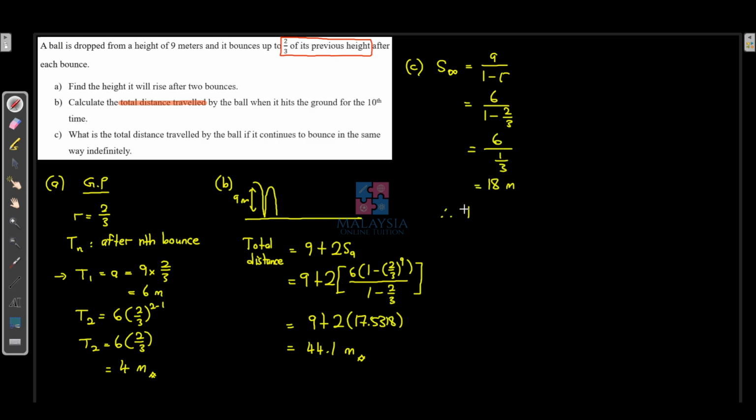So for the final answer, total distance, okay, indefinitely, remember to put the 9 in the beginning. So 9 plus 2 as infinity. So 9 plus 2 times 18. So 9 plus 36, that is 45 meters. Okay. So this is the final answer for question number 1, part C.